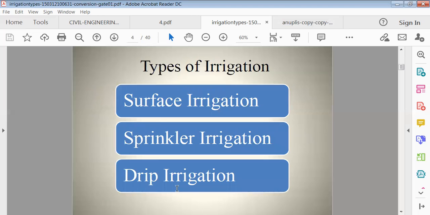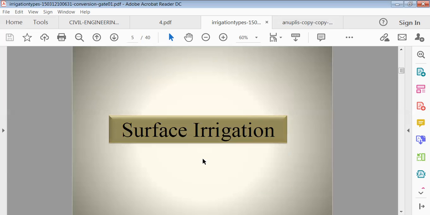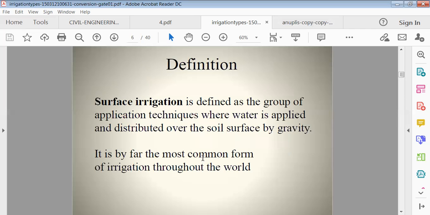So there are different types of irrigation. First is surface irrigation, then sprinkler irrigation, drip irrigation, and the subsurface irrigation system. Let us first check out what this surface irrigation is. Surface irrigation is the application technique where water is applied and distributed over the soil by the force of gravity. So we are using the gravitational force and giving it a slope so that water is supplied to the soil mainly through gravity. This is the most common type of irrigation throughout the world.